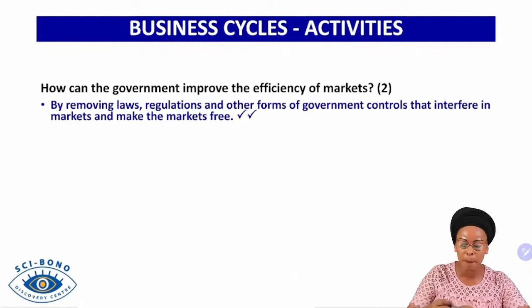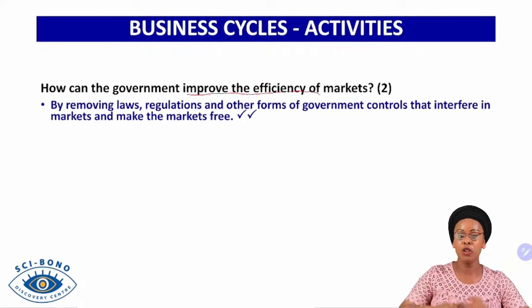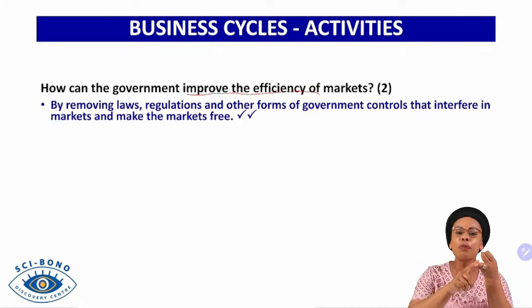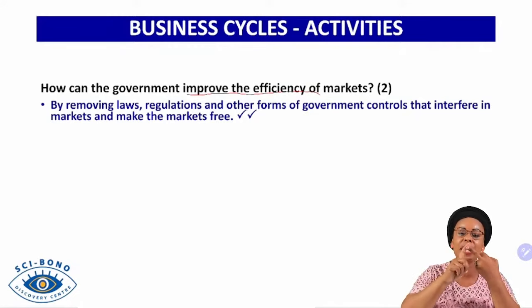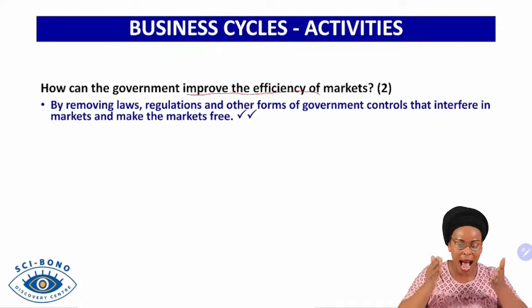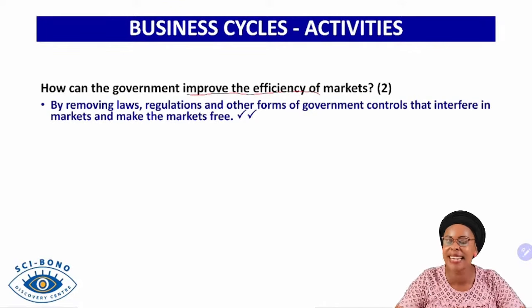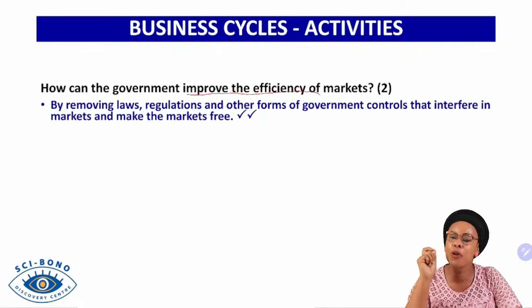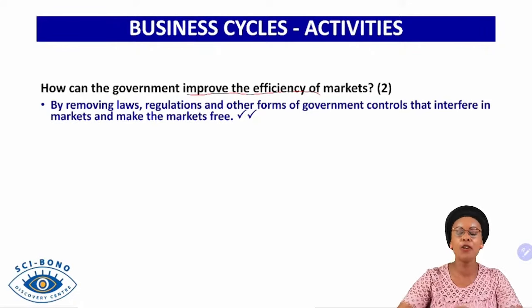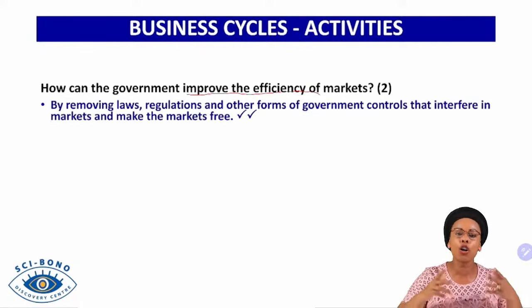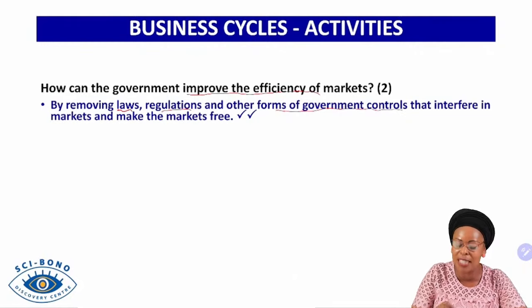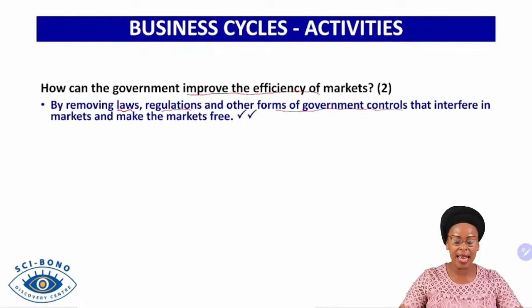So because we want to improve, he mentioned that under the supply side policy, production costs can be reduced, efficiency of inputs can be improved, and efficiency of markets can be improved. So for now, we want to know how can the government improve the efficiency of markets? Through deregulation. But if you say through deregulation and you stop there, you cannot get your 2 marks because your sentence is not a full sentence. You can say through deregulation, or through reduction of laws and regulations and other forms of government controls that interfere in the markets and make the markets free.